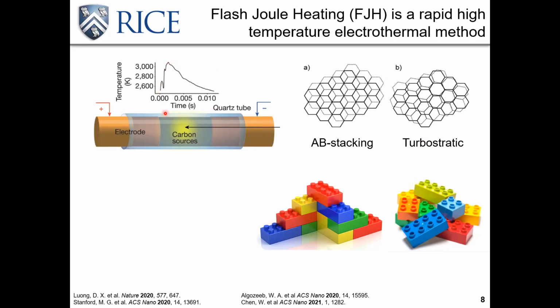As you can see from the left side, we use the flash Joule heating method, which is a rapid high-temperature electrothermal method. During the reaction, the temperature can reach more than 3000 Kelvin within 5 milliseconds with a very fast cooling rate, about 10 to the 4 Kelvin per second. Therefore, the individual layers of the graphene do not have time to align with each other. So we can kinetically control the formation of the turbostratic material.